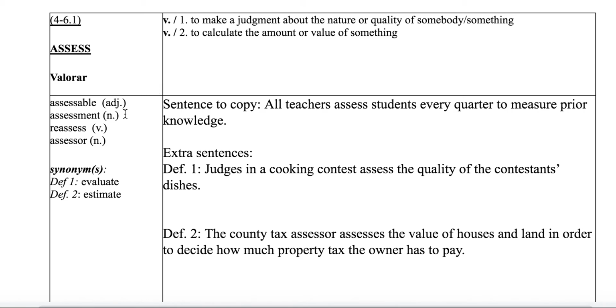And then let's look at word families. Assessable is kind of related to definition 2, I think. If something is assessable, that means that the tax assessor will come and see how much it's worth. Like if you add something new to your house, they can assess it and they say, oh, you added a new room to your house, you have to pay more taxes, things like that. Assessment is a noun. It can go with either definition. Reassess means again. Assessor, like I said, is the person who works for the county and assesses the value of houses and land.